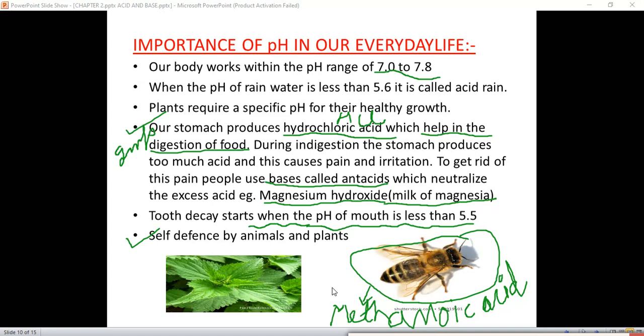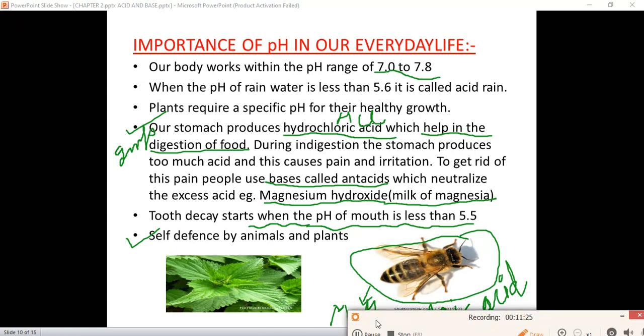Okay. Likewise, these are the leaves of a nettle plant. Nettle plants are very stinging in nature. If we come in contact with these nettle leaves, they will also give pain and irritation to our skin. This nettle plant also secretes an acid. Which acid is secreted by this nettle plant?